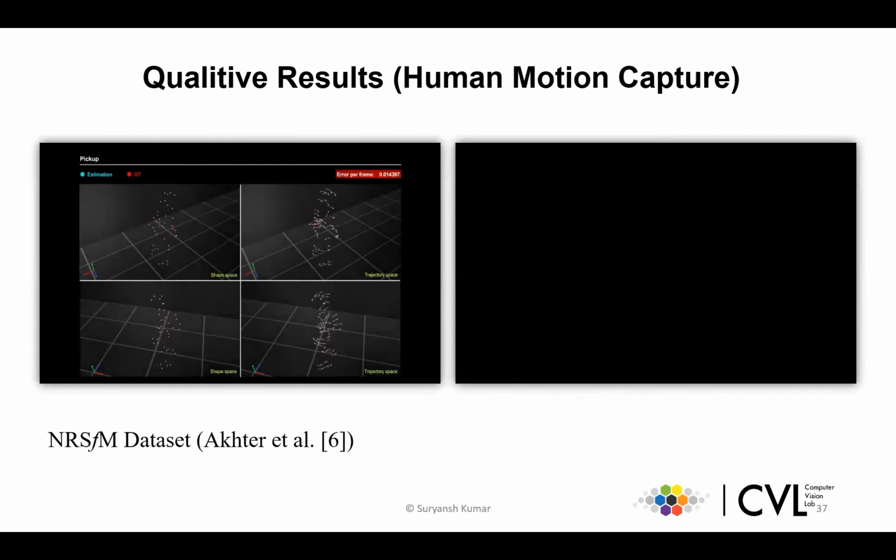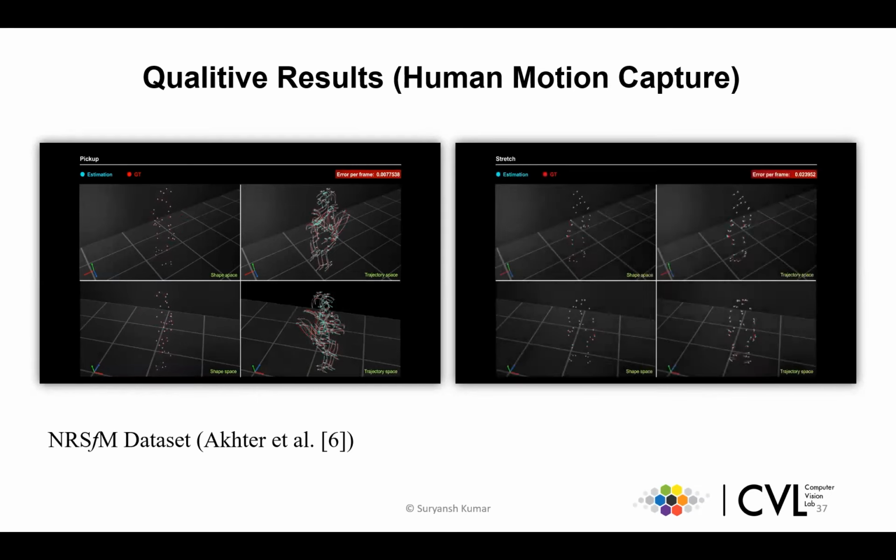Here are some more visual results on the motion capture system. I have shown both shape and trajectory just to show that my trajectory is also very consistent with the ground truth, not only the global metric. And yeah, just from an intuitive viewpoint to understand this.